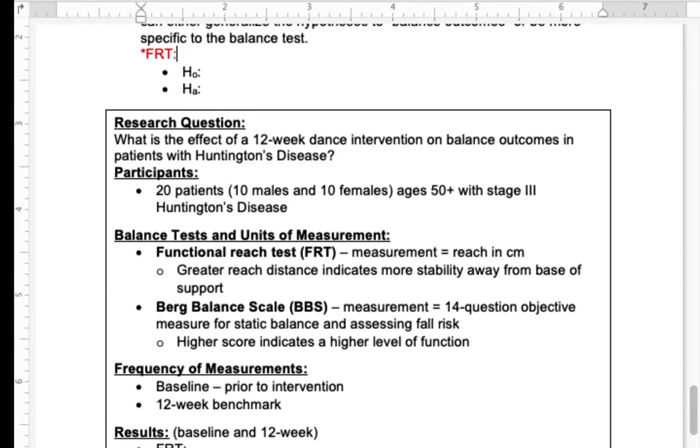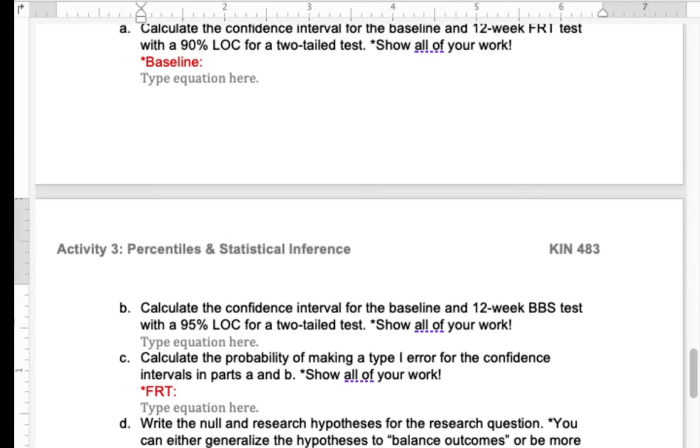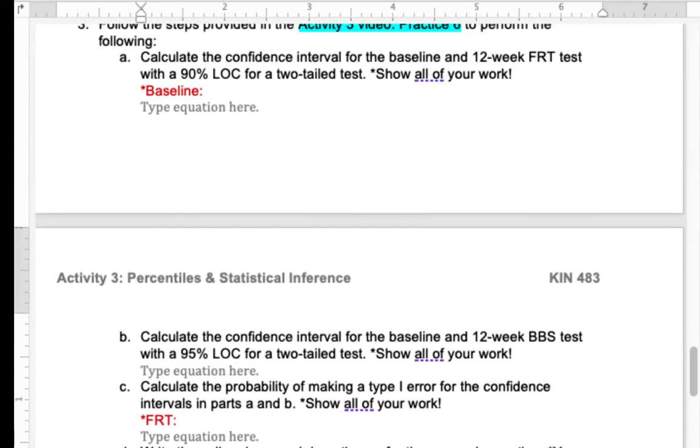Given this information, we're going to do an example in calculating a confidence interval for the FRT test. I'm going to do just the baseline. We'll show the work using word equations just so you can see how that works. And then the rest of the examples you can work on your own.